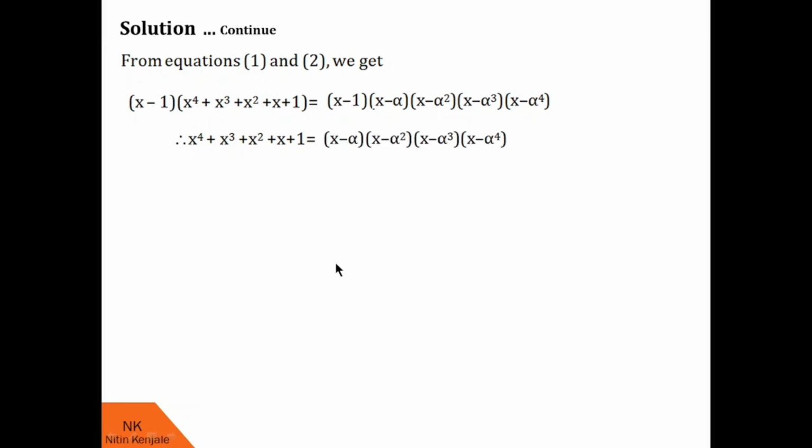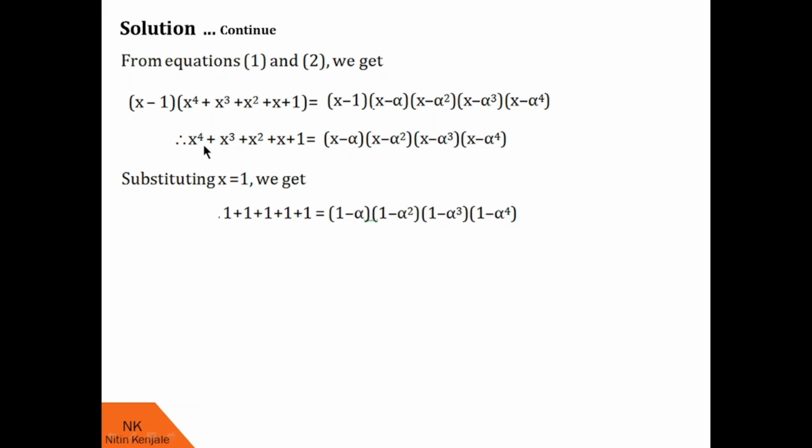Now in this new equation, if I put x is equal to 1, on the LHS we will get 1 plus 1 plus 1 plus 1 plus 1, 5 times. So this is nothing but 5. And on the RHS we will get (1 minus alpha)(1 minus alpha square)(1 minus alpha cube)(1 minus alpha raised to 4). So ultimately we see that (1 minus alpha)(1 minus alpha square)(1 minus alpha cube)(1 minus alpha raised to 4) is equal to 5, which is the required answer.